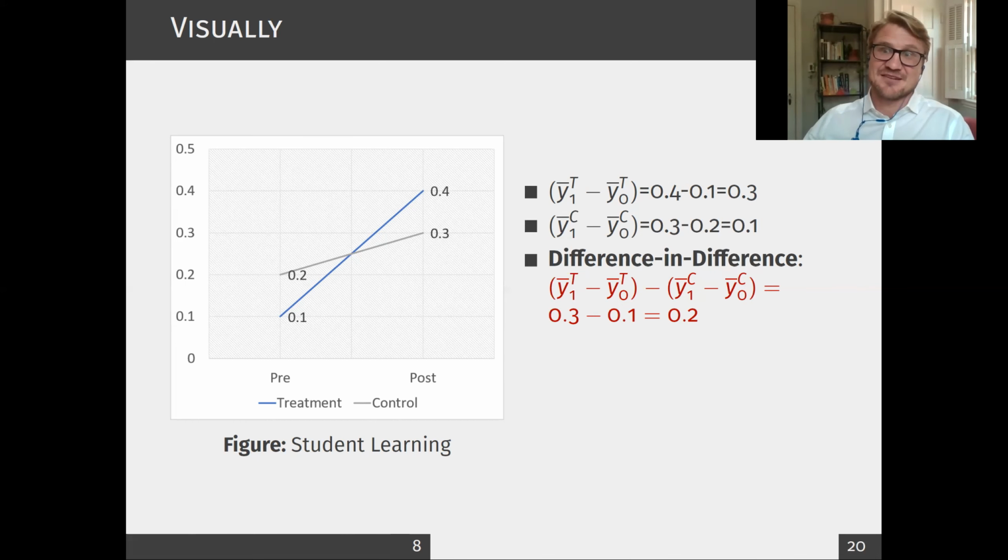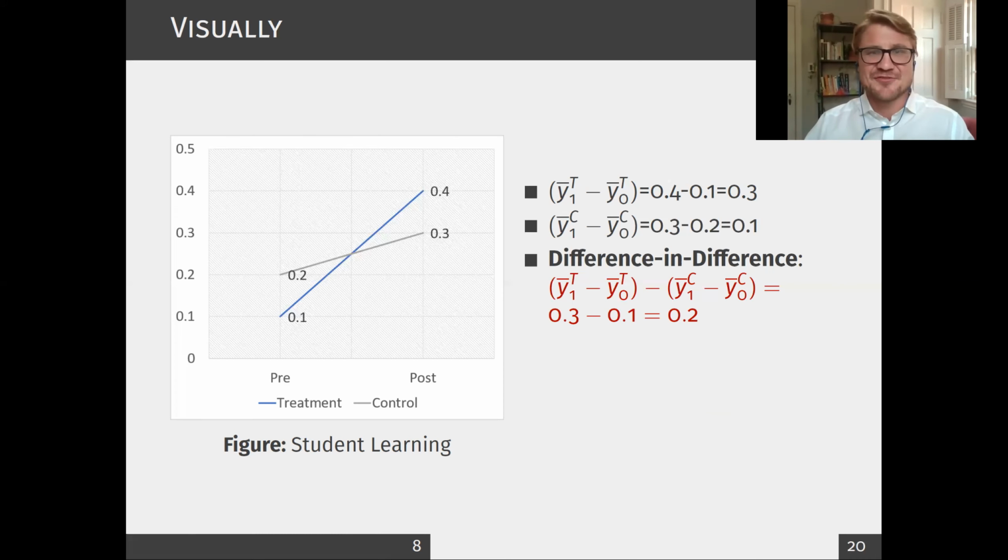That's where you get the second difference from. First difference is looking at the change over time, the trends, and the second difference is subtracting these two trends from each other. And so you basically just have 0.3 minus 0.1, which is 0.2. And so in this case, the treatment effect of this program is improving learning for girls by 0.2. It just has this 0.2 standard deviations.